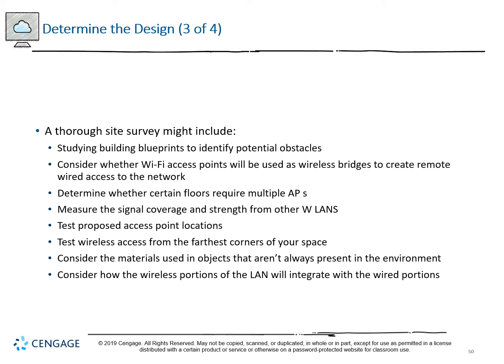Do we need to test the strength from other WLANs to make sure that we're not getting overlap? Then of course we need to make sure we test that access. Make sure that we are aware of how the materials used in objects that aren't always present in the environment may interact with the design, and how wireless portions of the LAN will integrate with wired portions. Wireless-wired integration will often determine whether or not you need to place a second AP, or just make sure that the AP that you have is able to carry a little bit more traffic.